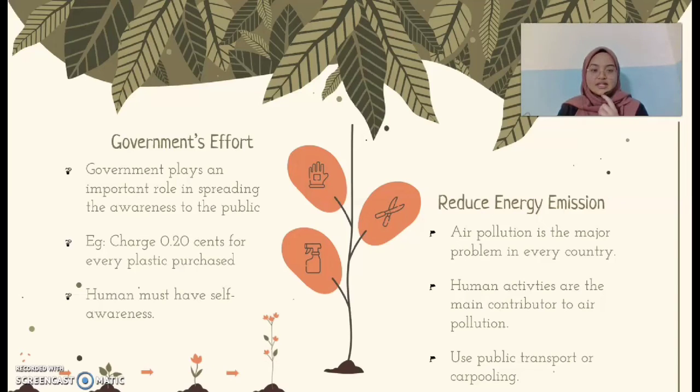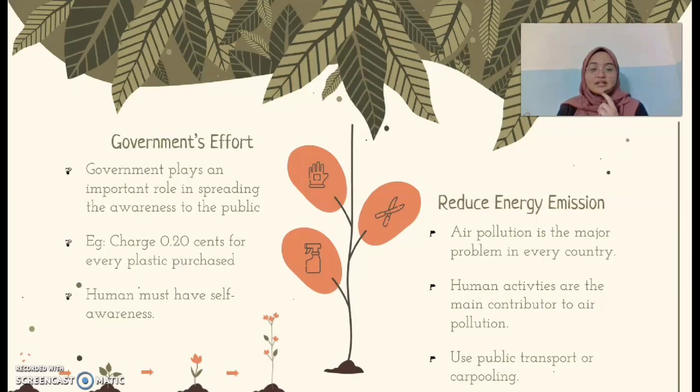Human activities are the major contributors to air pollution, for example fuel combustion from vehicles and also industrial sources. To help reduce the amount of emissions in the air, there are various strategies that can be practiced. For example, we can use public transportation such as trains, or we can also carpool to reduce the amount of carbon dioxide released in the air.